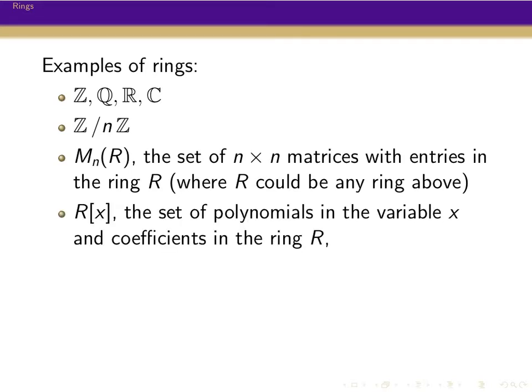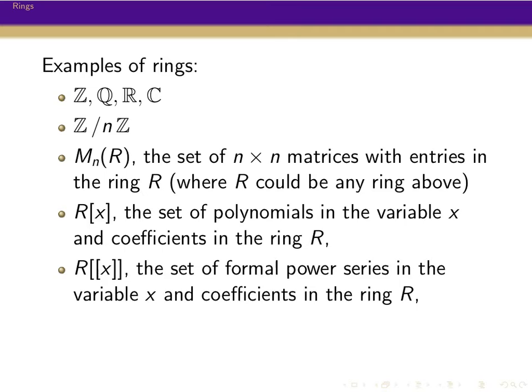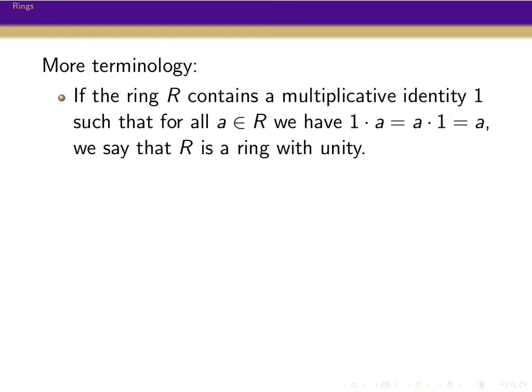Given a ring, you can look at the set of polynomials in some variable x, where the coefficients all come from this ring. This will end up being a ring. You can also look at the formal power series. We're looking at formal power series, so we're not concerned about convergence. We're just looking at power series in some variable x where all the coefficients come from a ring. This will be an example of a ring. And the list goes on and on and on.